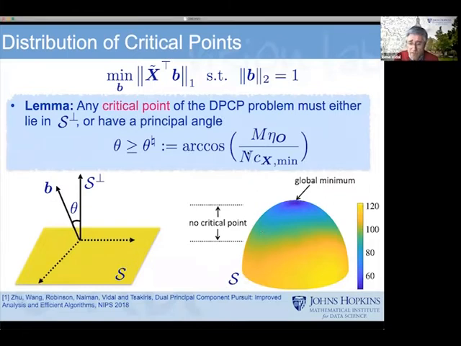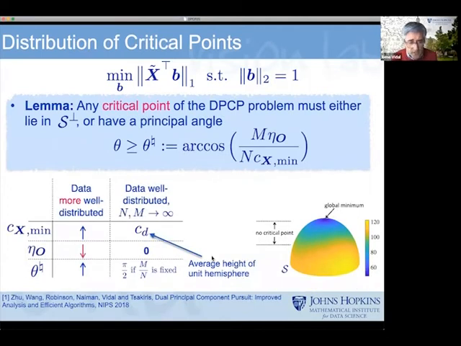Why far? Well, of course, it will depend on what M, N, and eta are, but you can clearly immediately see, right? If M, the number of outliers, was small, then this angle is going to be closer to pi over 2. So this means that there is no critical point in the middle, essentially.